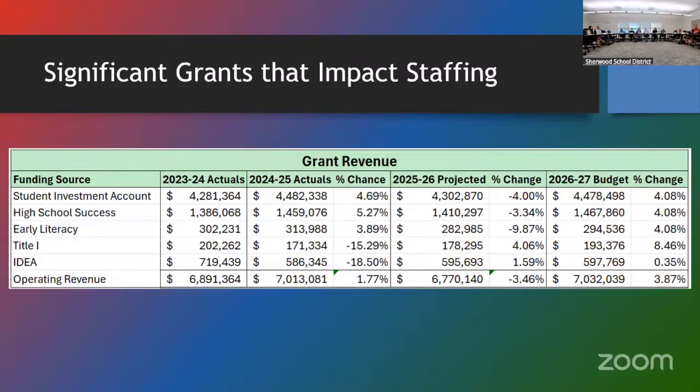So here's where we talked about our grant revenue being flat funded and the impact on this. These are our five largest grants. The top three are state grants, the bottom two are federal grants. But I think the way to really understand this slide is to look at 24-25, when we received $7,013,000 in funds from those grants. In 26-27, we're expected to receive $7,032,000, almost exactly flat funded over a two-year period.